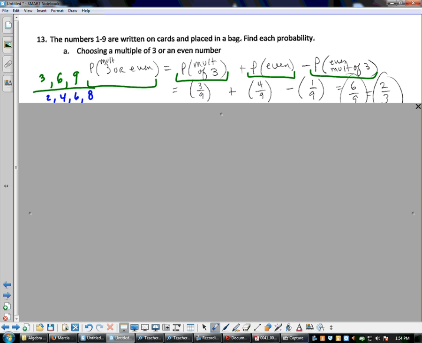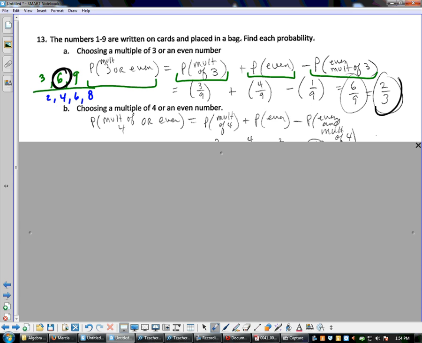Minus, what's the probability of drawing an even multiple of 3? Well, out of these multiples of 3, there was only one even multiple of 3. So that's only getting a 1 out of 9. There's a 1 out of 9 chance of pulling an even multiple of 3. So overall, we get 7 over 9 minus 1 over 9 is 6 over 9, which is 2/3.